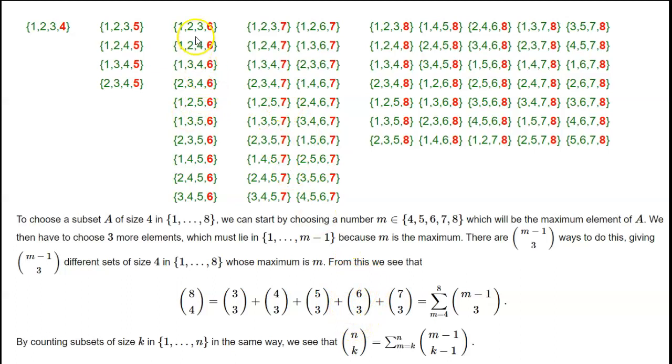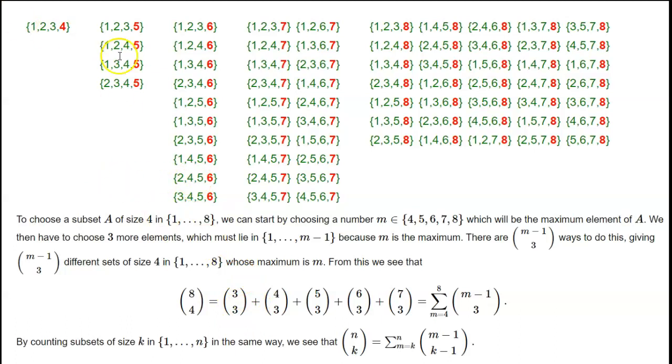And here, the last element is 6. 3 more elements from 1 up to 5, so there's 5 choose 3 possibilities for that. That's this term here. And then here, the last element is 5. 3 more numbers that have to come from the range 1 up to 4. So there's 4 choose 3 ways to do that, and that's this term here. And finally, the last element could be 4, and then you have to have 3 elements taken from 1 up to 3. There's only one way to do that. 3 choose 3 is one way to do that, so that's this first term here.